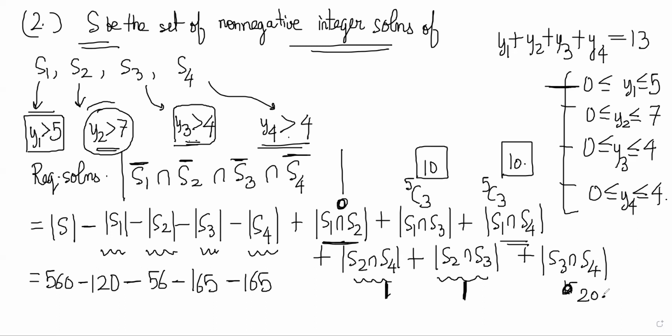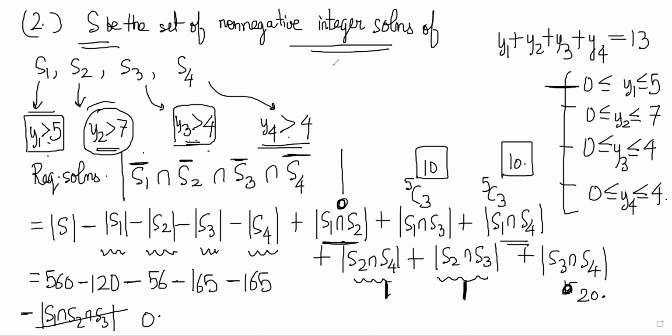And now think about it. Is it possible for 3 of the conditions to be true? No. Technically, in the formula, you have to still subtract S1 intersection S2 intersection S3, but 3 of these conditions cannot be true at once. In no case will that happen. So all of these terms will be 0.